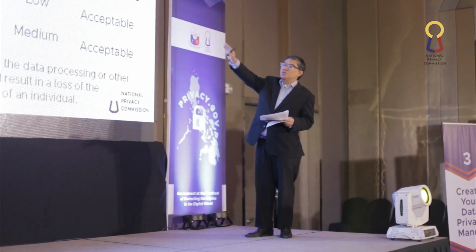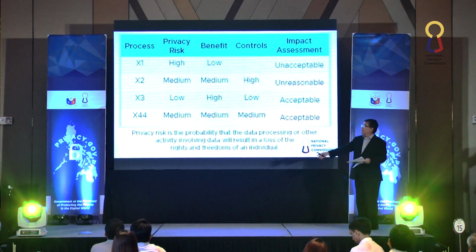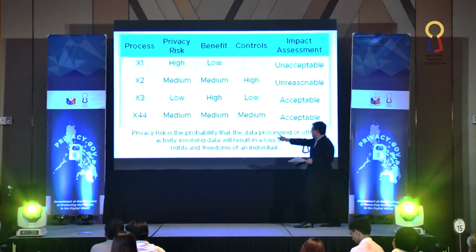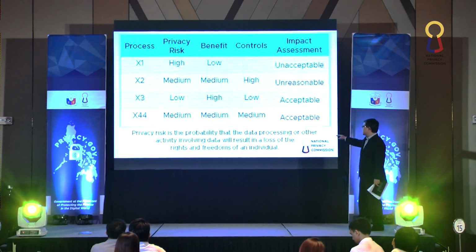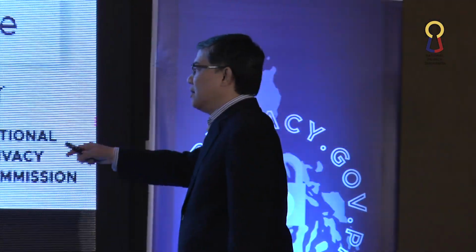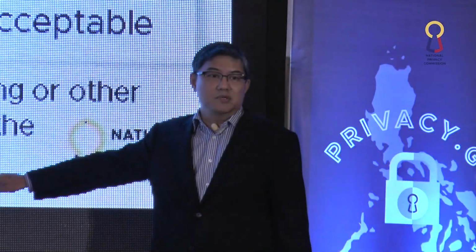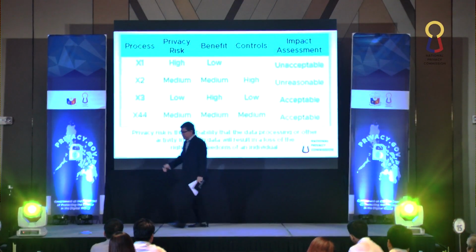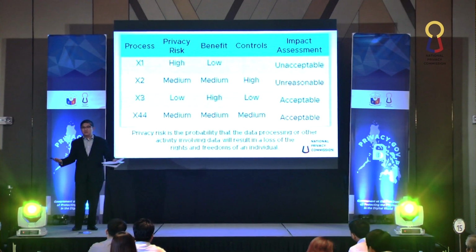It's a matrix which would list down all the processes, programs, and measures. So this agency has 4 processes. And for each of the processes, we look at the privacy risk. And privacy risk is quite simply the probability that the data processing or other activity may result in a loss of the rights and freedoms of an individual. So here we see that process X1, there's a high risk, process X2, a medium risk, X3 has a low risk, X4 has a medium risk.